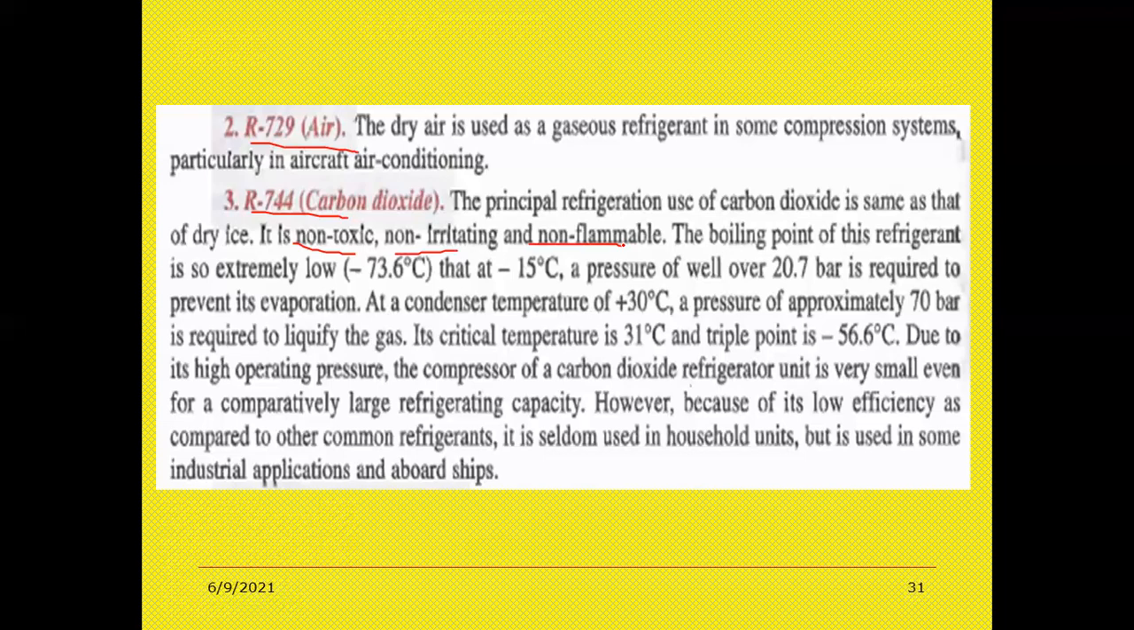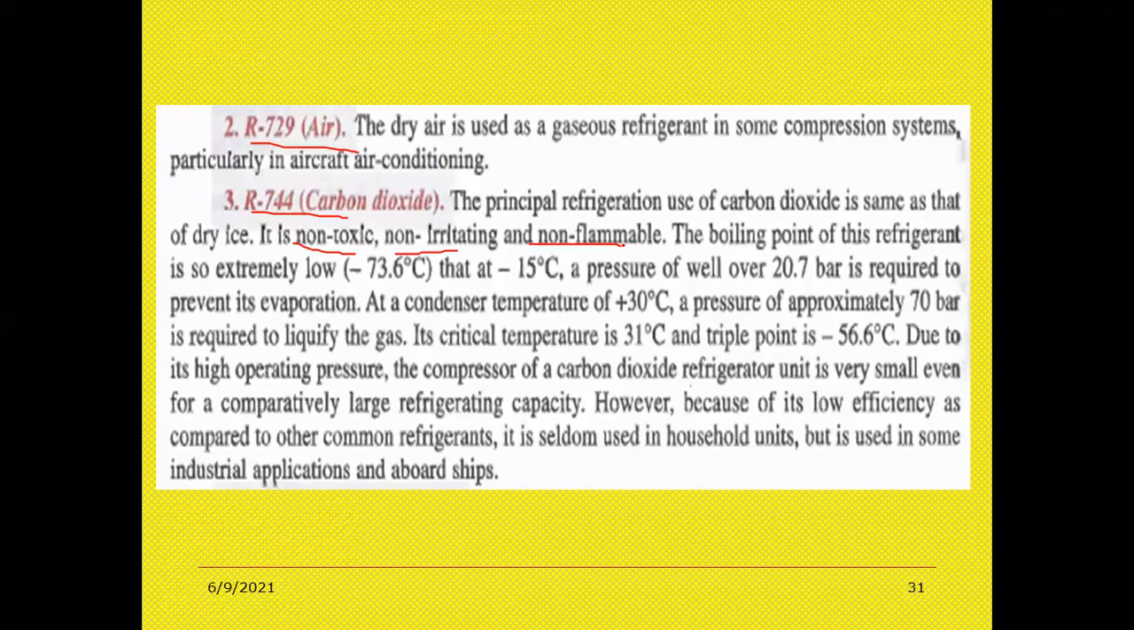Due to the high operating pressure, the compressor of a CO2 refrigerator is very small. However, because of its low efficiency compared to other refrigerants, it is not used in household units, but it is used in some industrial applications and aboard ships also.